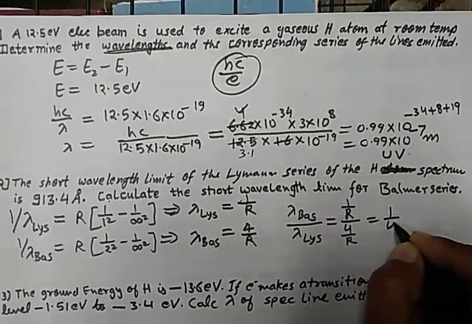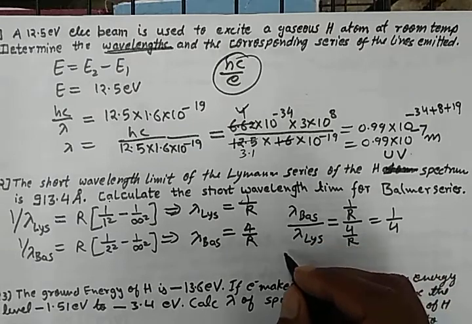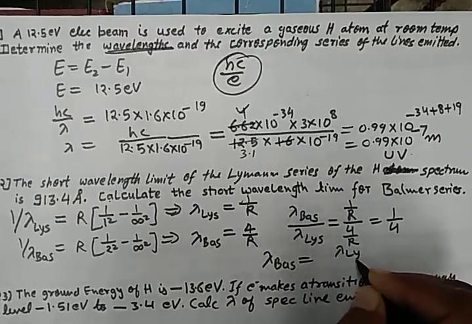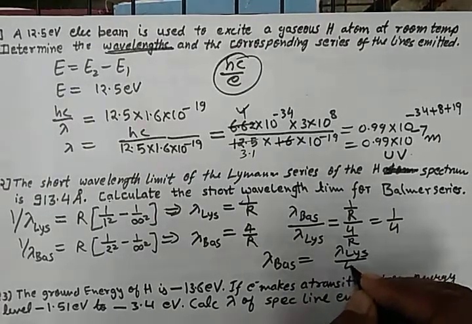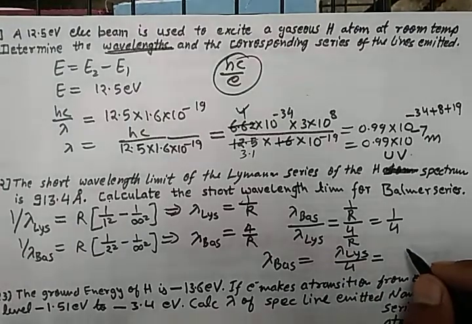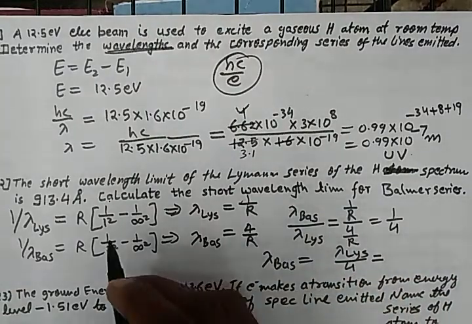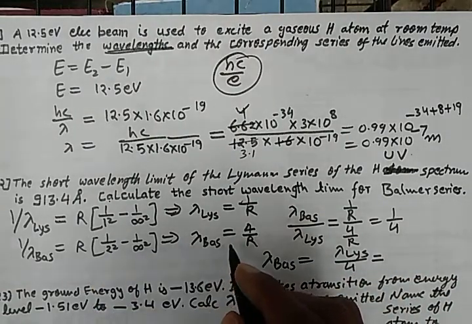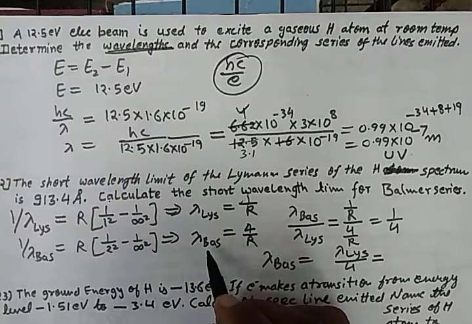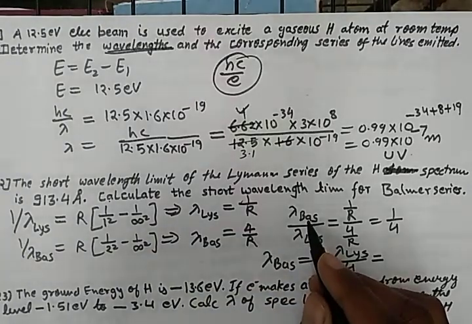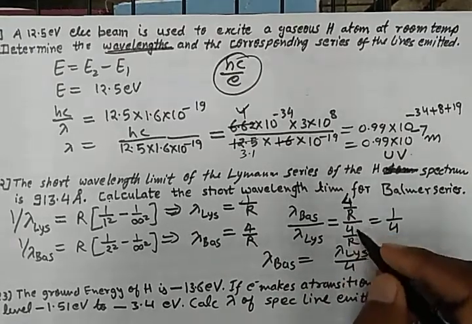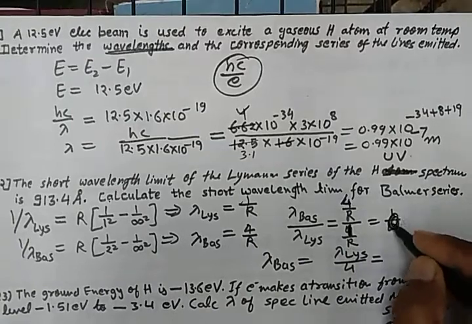So lambda Balmer shortest is equal to lambda Lyman shortest by 4. I think some mistake is, oh sorry students, a big mistake is there, because it is Lyman upon Balmer, but I have written it Balmer upon Lyman. So I am correcting it. You people please correct this one upon that one. So it will be 4.